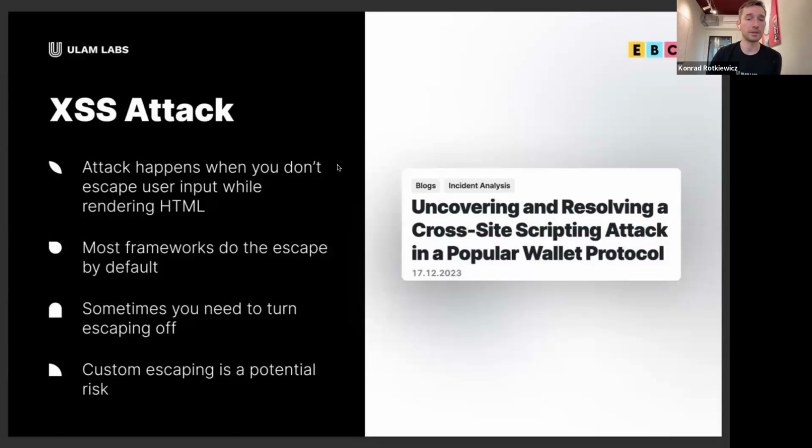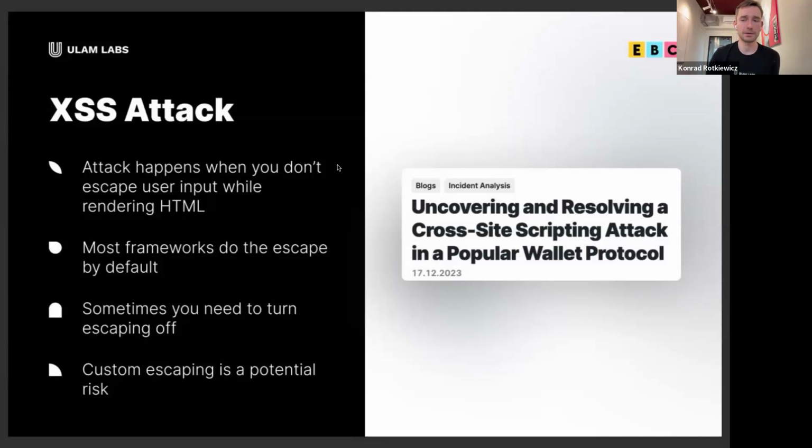Let's say you have an application where a user can post a comment, or there's a forum and someone can submit a topic and then a post. What we should do is, after the user submits the comment, when we render it, we should escape the content, so that the user is not able to inject JavaScript that will be executed in all users' browsers. So this is the most common attack.